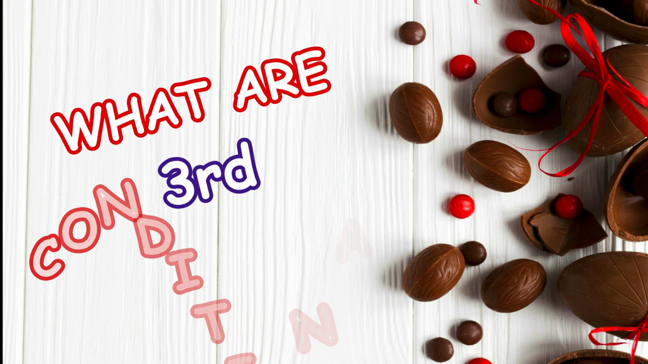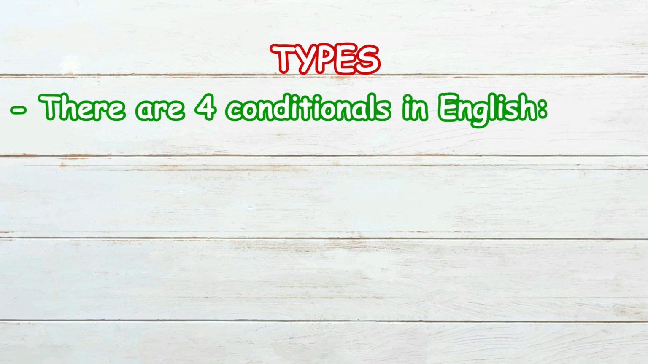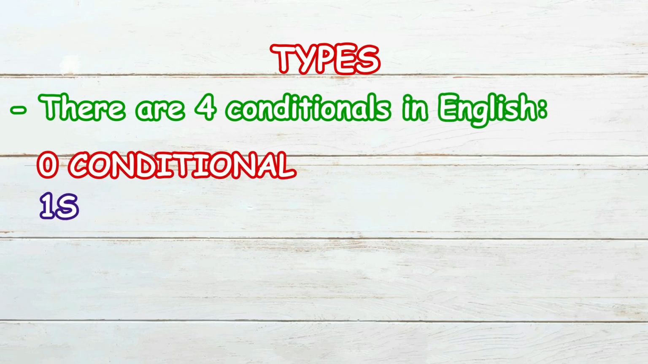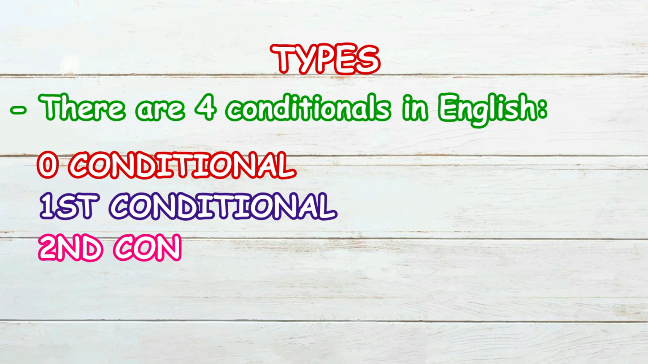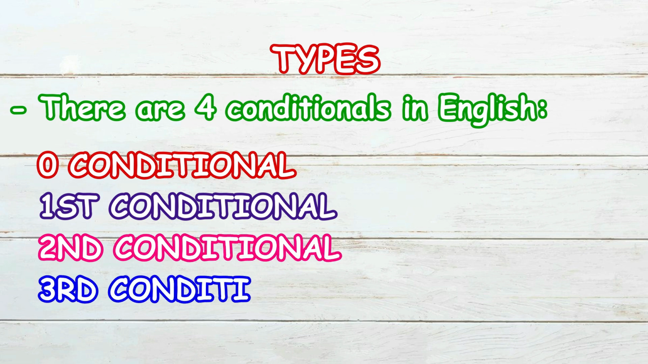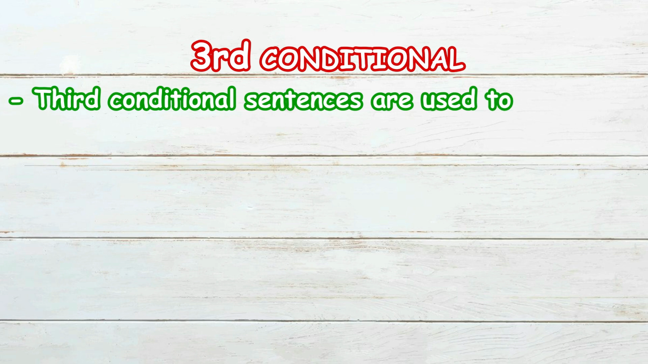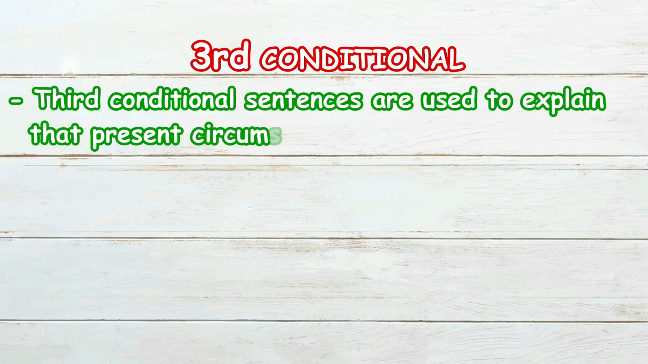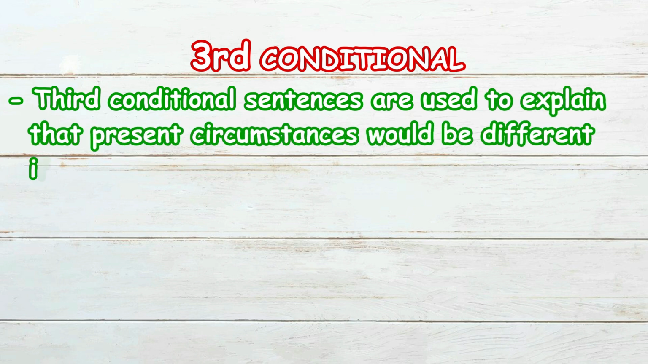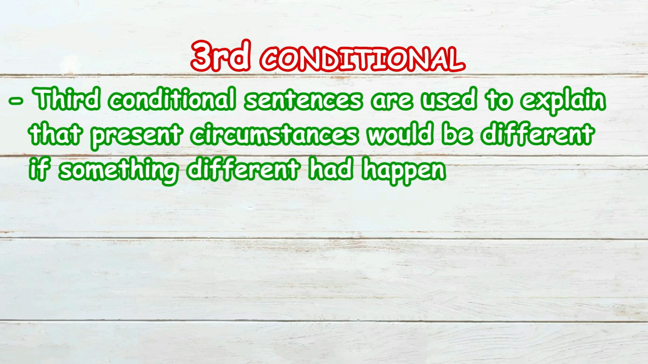What are third conditionals? Now there are 4 conditionals in English: zero conditional, first conditional, second conditional, and third conditional. Today we'll learn third conditional. Third conditional sentences are used to explain that present circumstances would be different if something different had happened in the past.